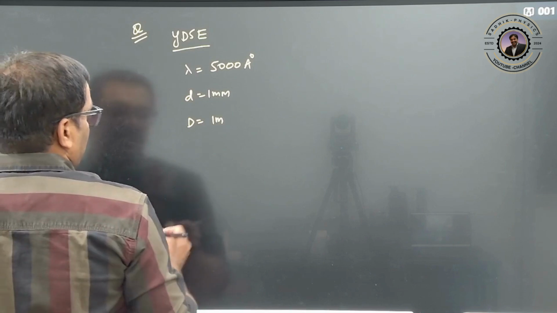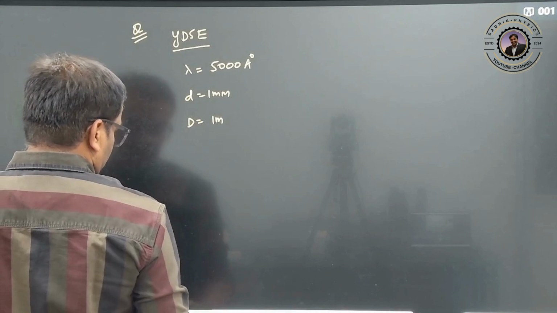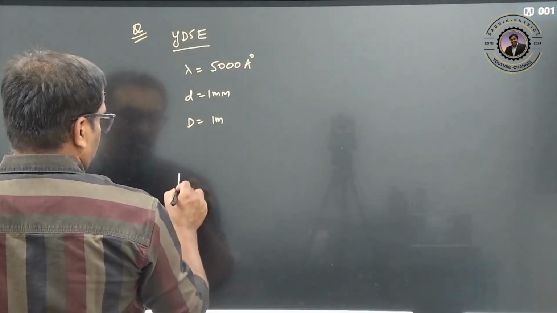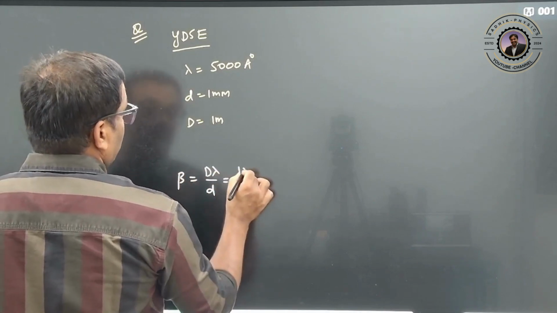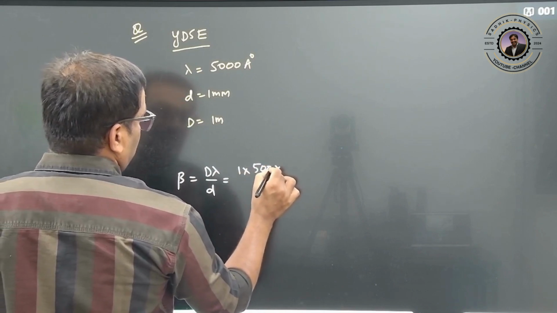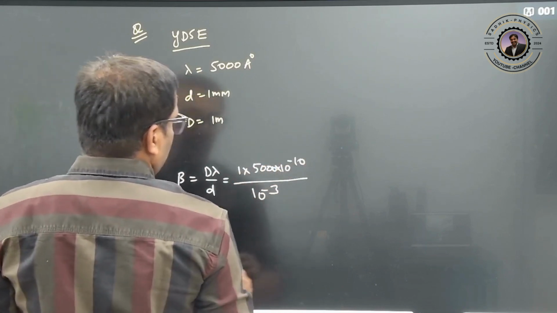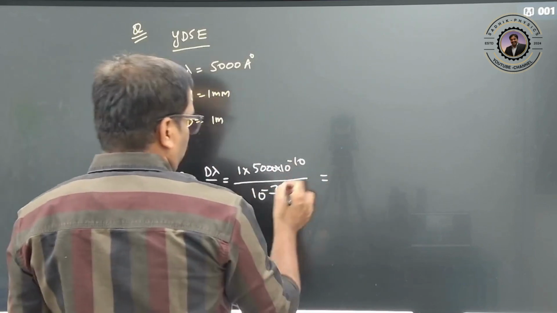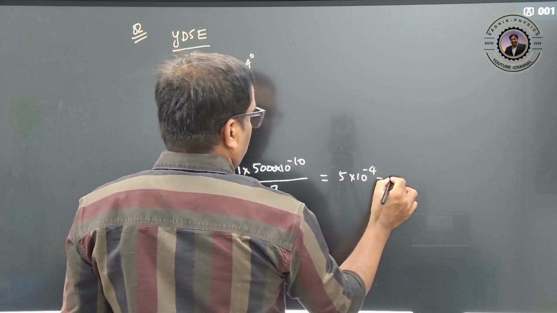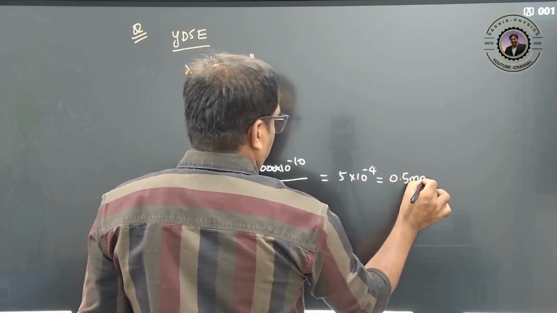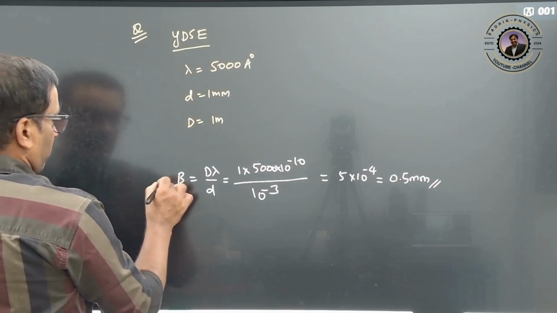First, let us calculate the fringe width. Fringe width is lambda D by d. So 5000 angstroms, that is 5000 into 10 to the power of minus 10, into 1, divided by 10 to the power of minus 3. Therefore 5 into 10 to the power of minus 4 meter, so 0.5 millimeter will be the fringe width. Clear?